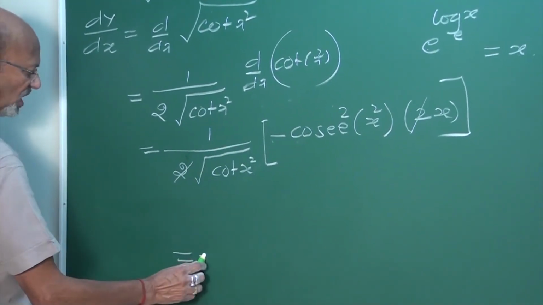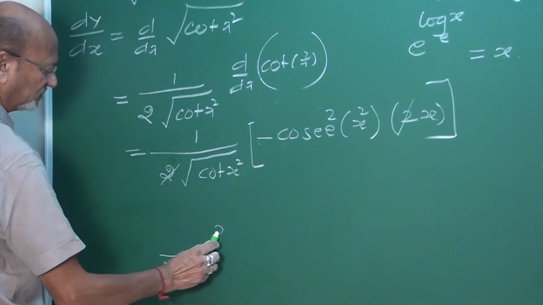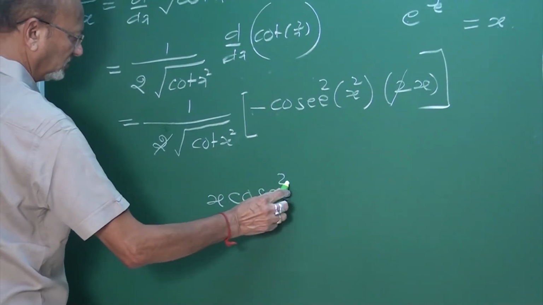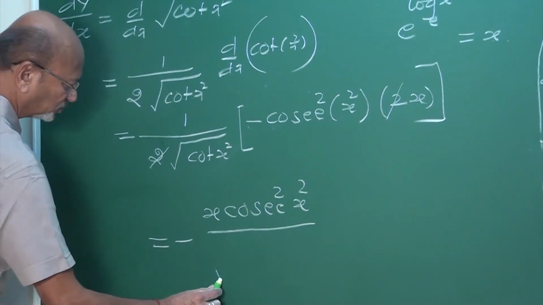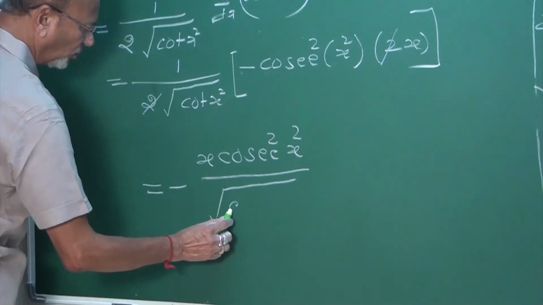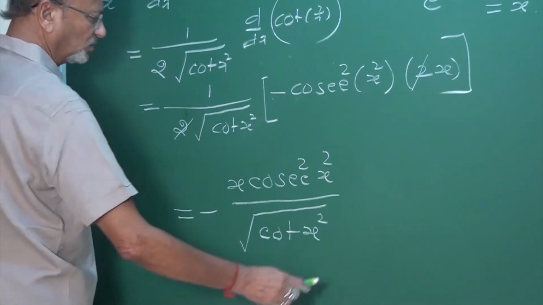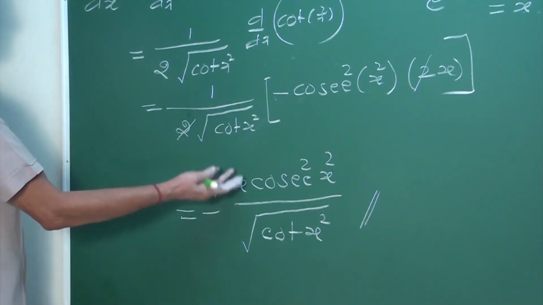This minus goes out. x into cos x square, over x square. In the denominator, square root of cot x square. Square root of cot x square. Simplified form.